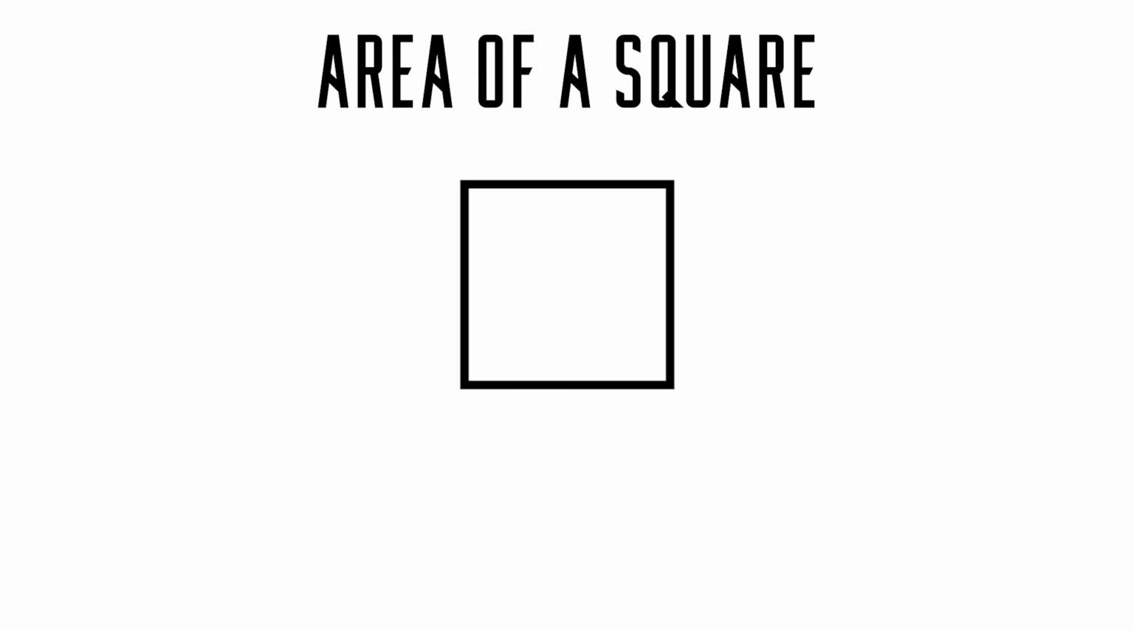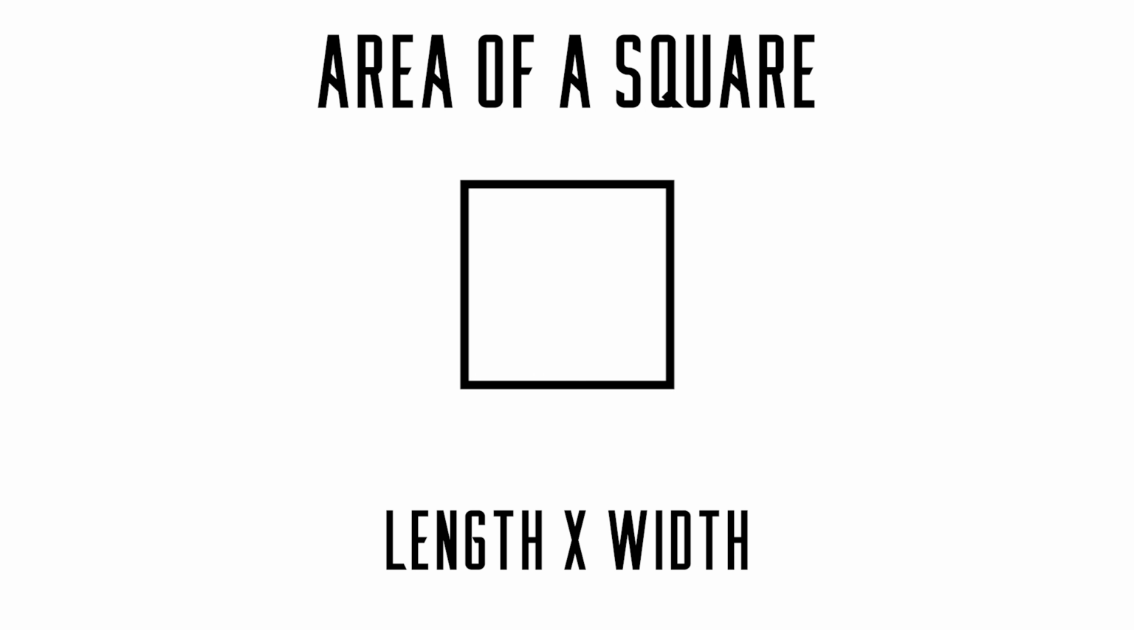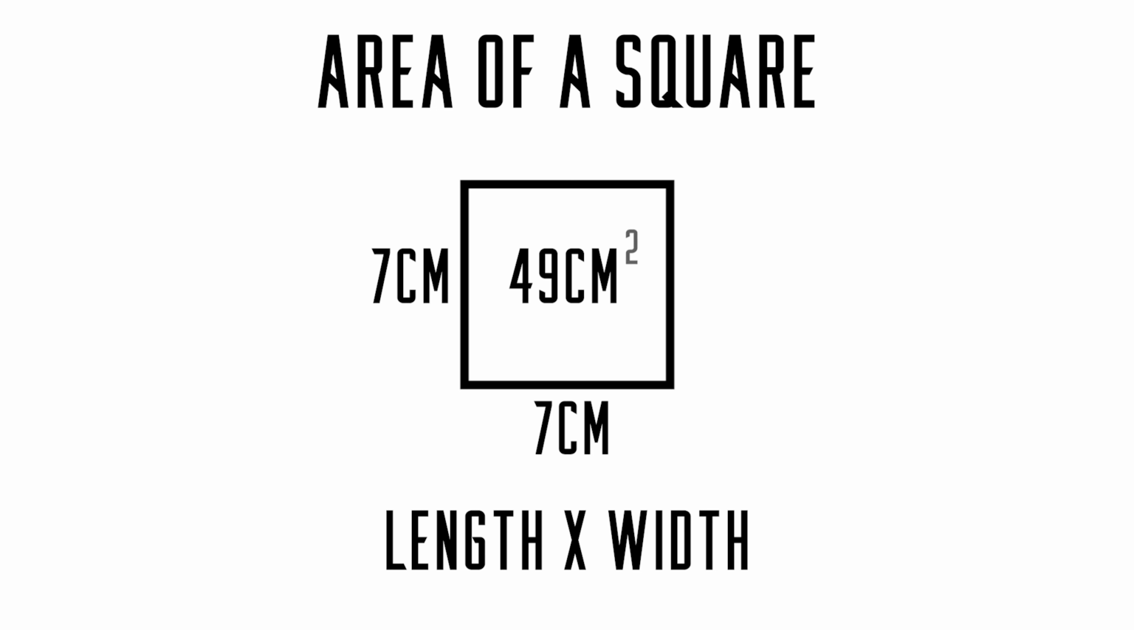To find the area of a square, we need to multiply the length by the width. If our square had sides with a length of 7 cm, we would multiply 7 by 7 to get 49 cm squared. We must remember that when we are working with area, our units will be squared.